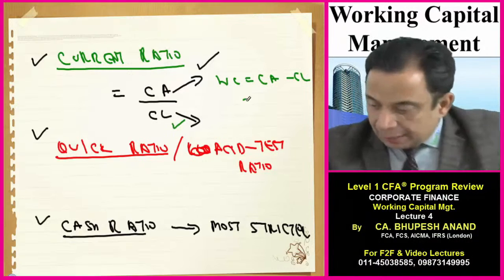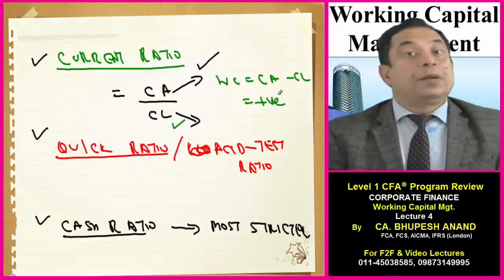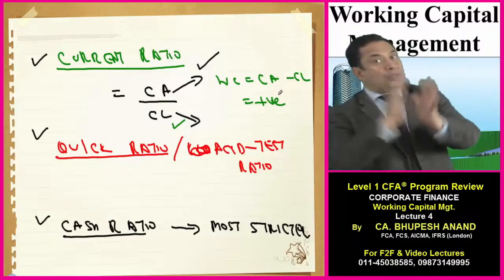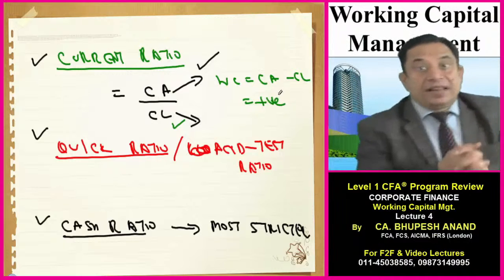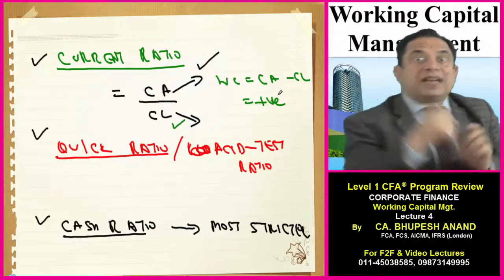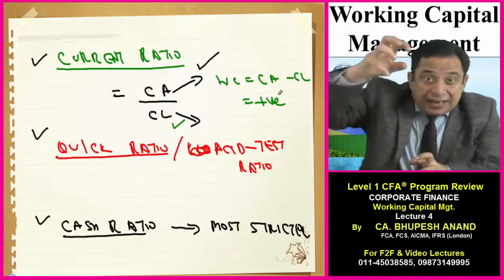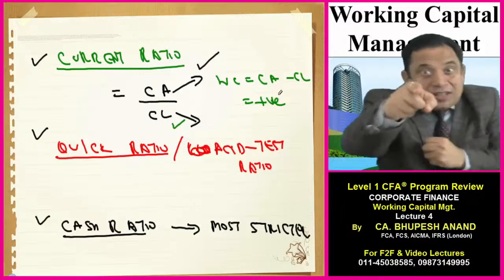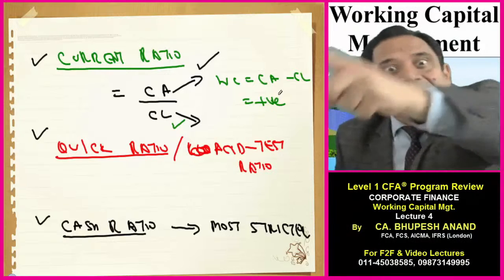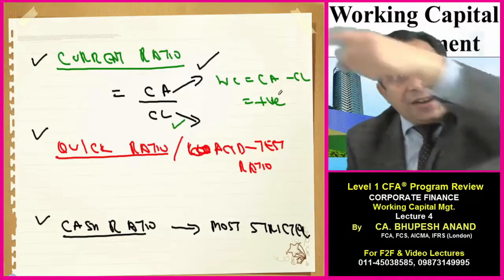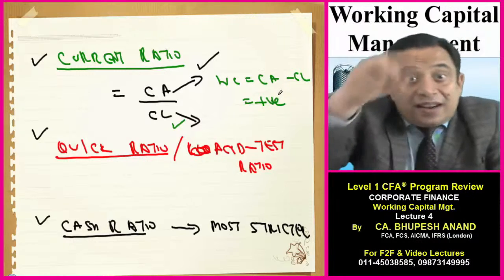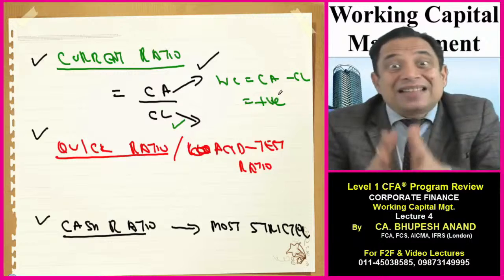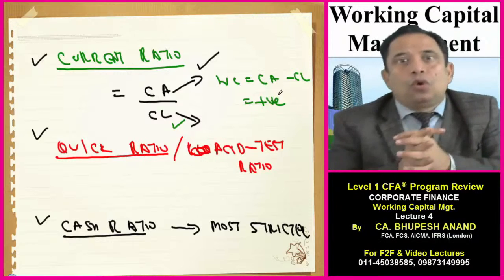Now, if working capital is positive, when will it be positive? When current assets are more than current liabilities. And if it is positive, the current ratio will be greater than 1. When I say the current ratio is greater than 1, it means current assets are more than current liabilities. It means this company has a good liquidity ratio.